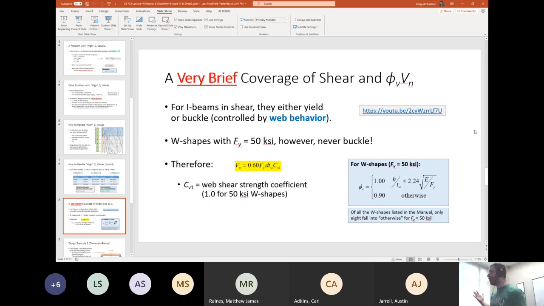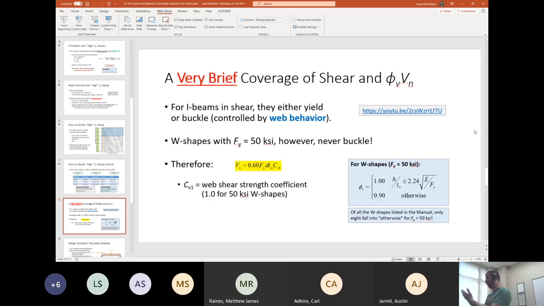Now, a plate girder, on the other hand, where you're picking how deep the web is and the thickness of the web and the sizes of the flanges, shear becomes a whole other animal, because where you're picking the sizes, shear buckling can very seriously become a phenomenon. And I could spend weeks talking about that, but we just don't have the time. For a W shape that's made out of 50 ksi steel, they'll never buckle.